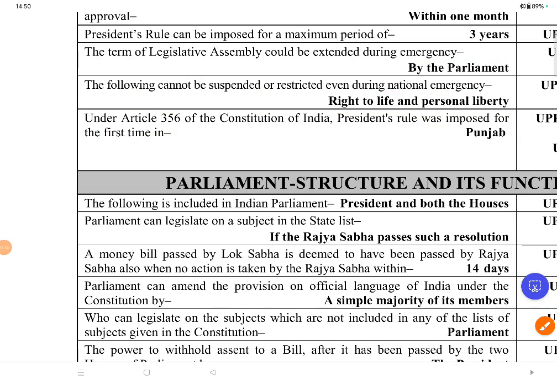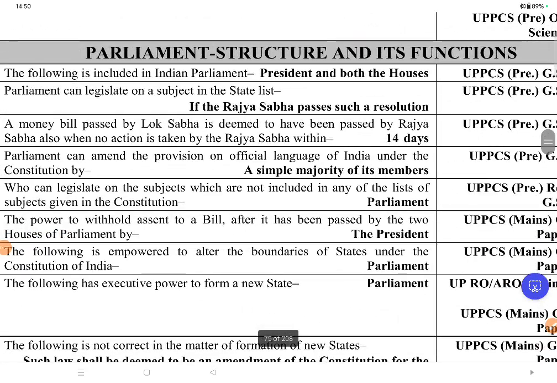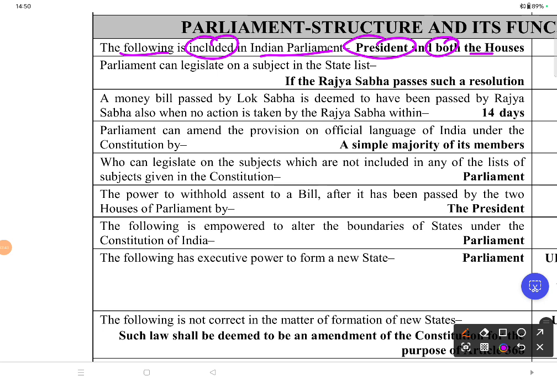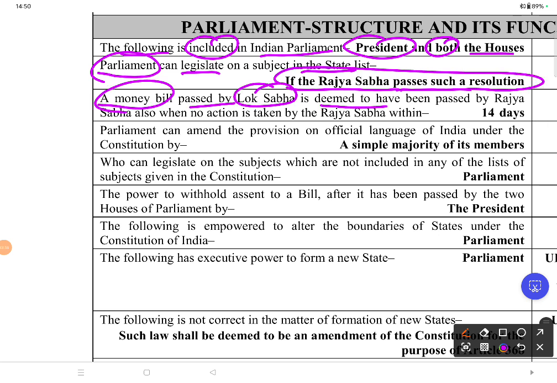Move on to the next chapter, that is Parliament structure and its functions. The following is included in Indian Parliament: President and both the houses. Parliament can legislate on the subject in the state list if the Rajya Sabha passes such a resolution. A money bill passed by Lok Sabha is deemed to have been passed by Rajya Sabha also when no action is taken by the Rajya Sabha within 14 days.